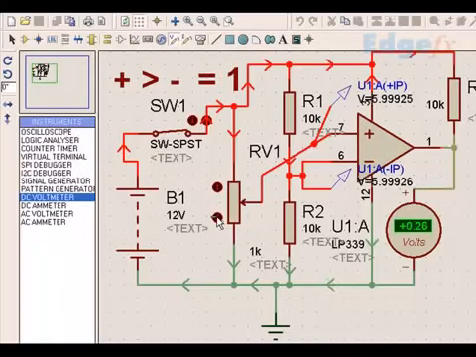Now if this changes and this becomes 4.7 volts, plus is less than minus, since the minus remains the same. When plus is less than minus, the output is equal to 0. So this is the basic function of an operational amplifier used as a comparator. We will see these functions in more detail when we go over to more complicated circuits.